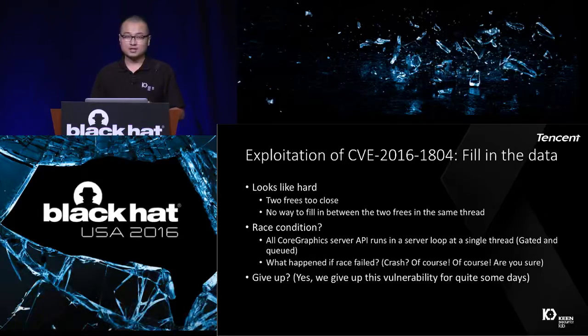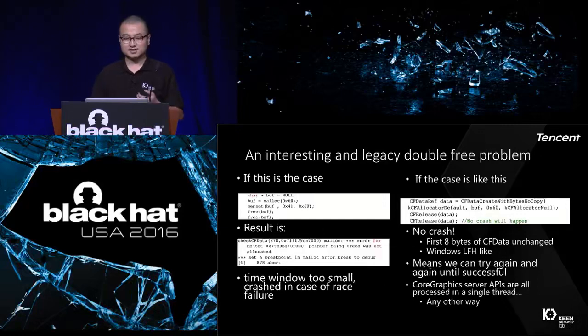And also, actually, we gave up on this bug for several days because we thought the success rate was very low, but it depends on something, which is a very legacy double free problem. If you free a memory twice, will the process crash immediately? The answer is yes, if you use the malloc API. But if you use CF, the Core Foundation version of the API to alloc and free, actually that's a totally different story. It doesn't crash.